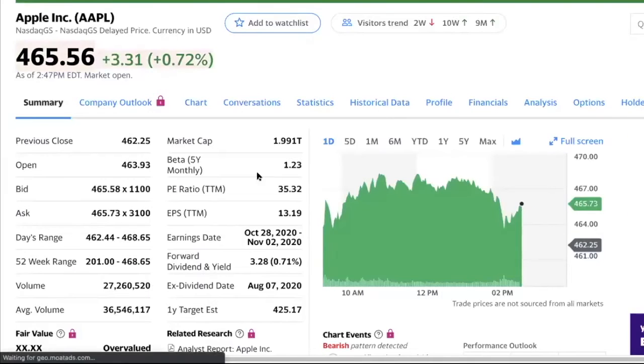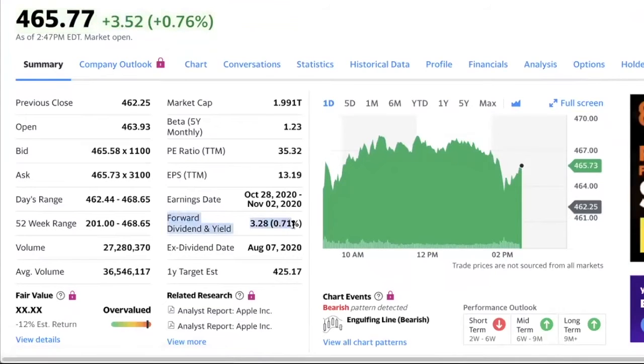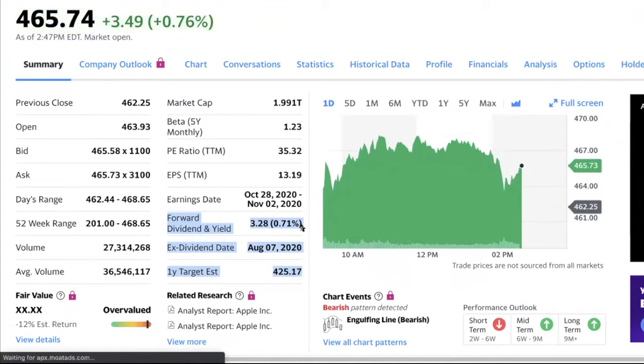This is Yahoo Finance, and as you can see, the ticker symbol AAPL, which stands for Apple. If you scroll down slightly, you can see the line that says forward dividend and yield. The first number is the amount. Apple pays $3.28 per share. So if I own one share of Apple, I get $3.28. However, this is the annual amount based on the past year. Companies normally pay out the dividend quarterly, so I will get 25% of this every 3 months.